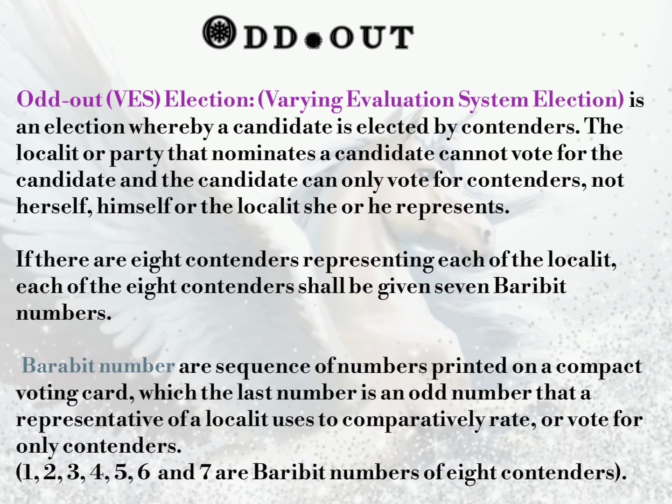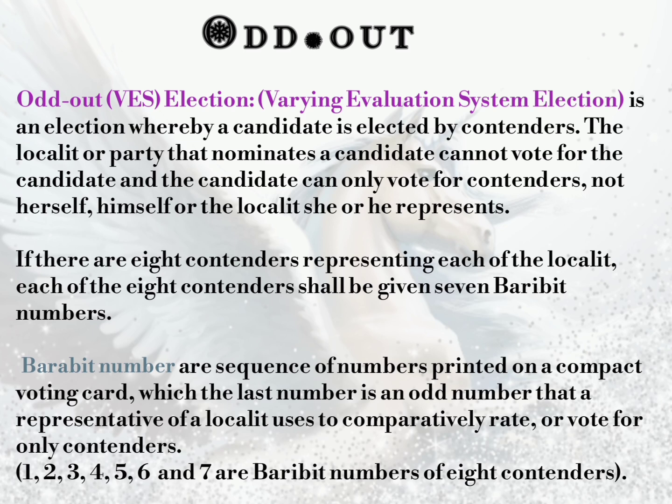Odd out. Odd out, VES election. Varying evaluation system election is an election whereby a candidate is elected by contenders. The localate or party that nominates a candidate cannot vote for the candidate, and the candidate can only vote for contenders, not herself, himself, or the localate she or he represents.